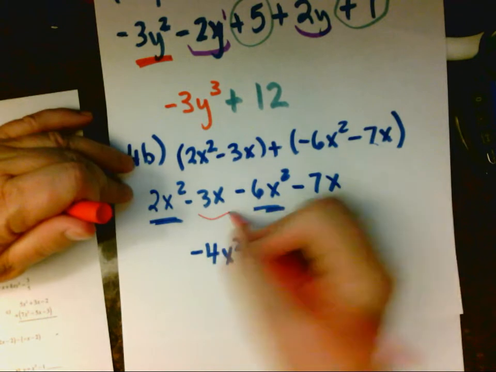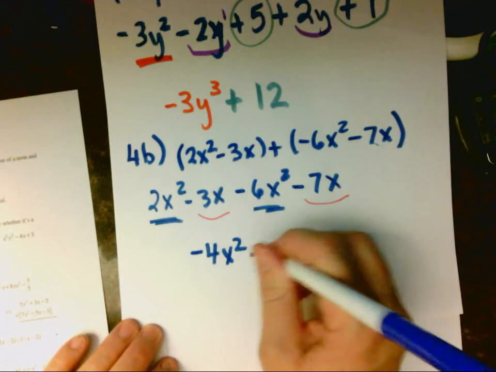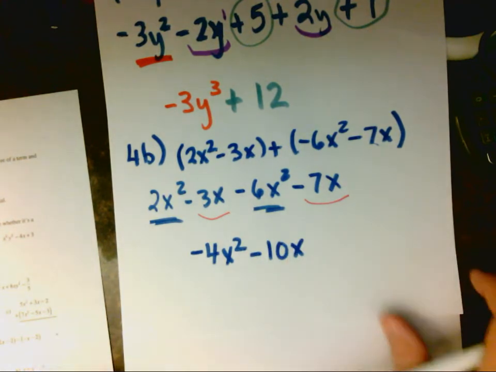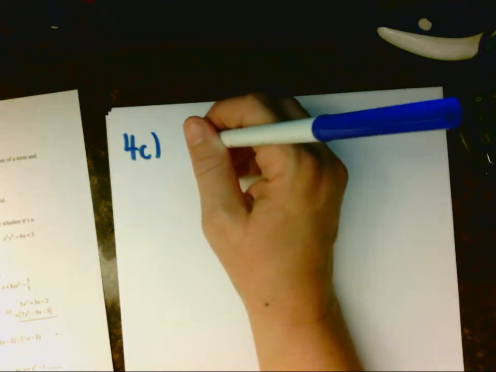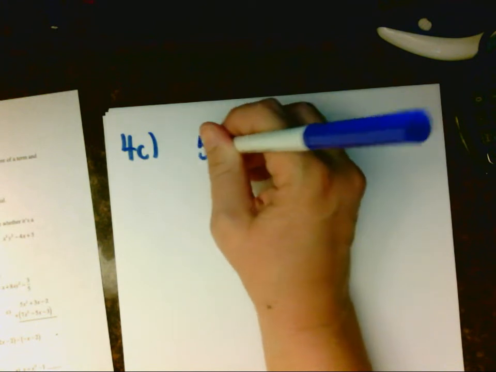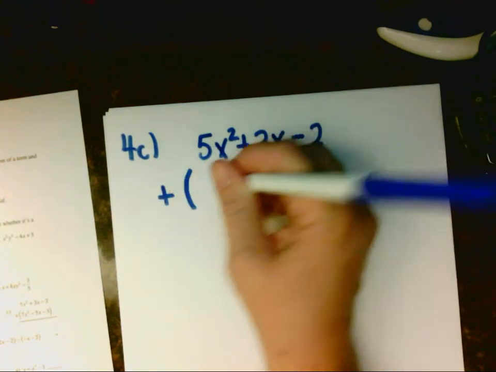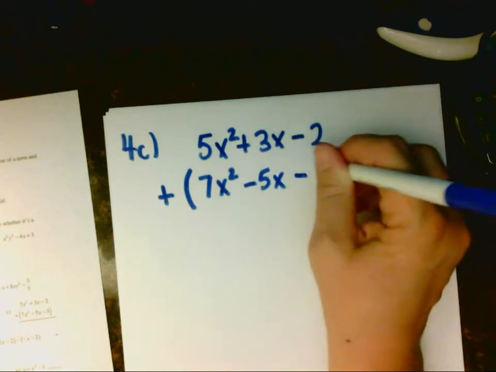And then how many x's do we have? We have negative 3 minus 7, which gives us negative 10 of the x on 4b. Looks good. Let's move on to 4c. On 4c, they're asking us to take, oh, now they've written it vertically. This is interesting. 5x squared plus 3x minus 2. And add to that, and they've placed a parentheses there, 7x squared minus 5x minus 3.